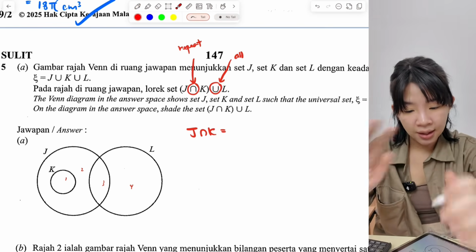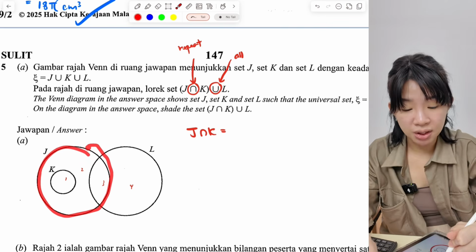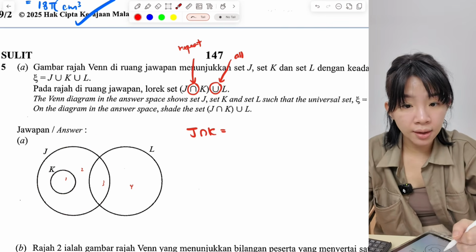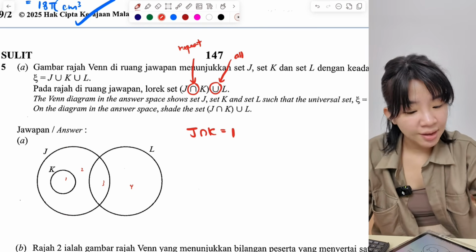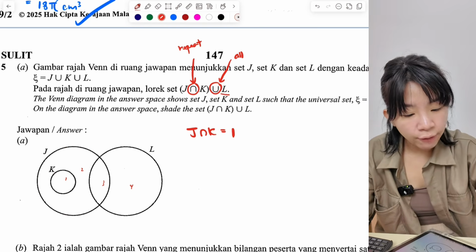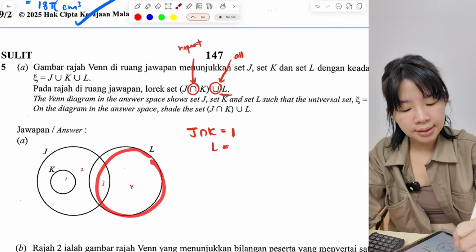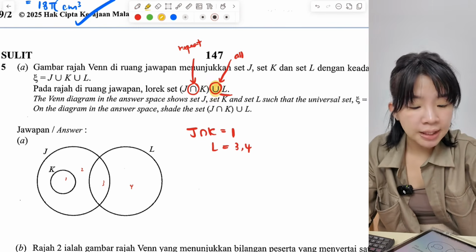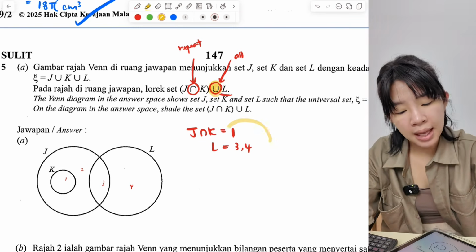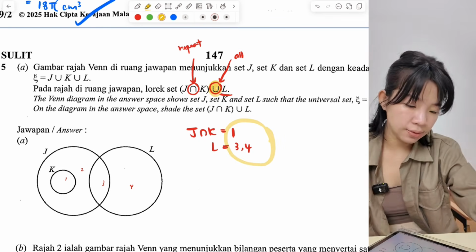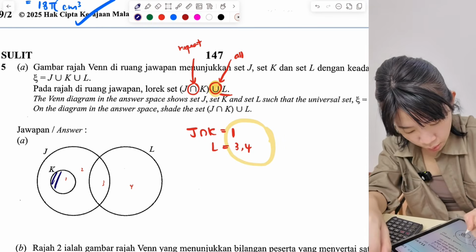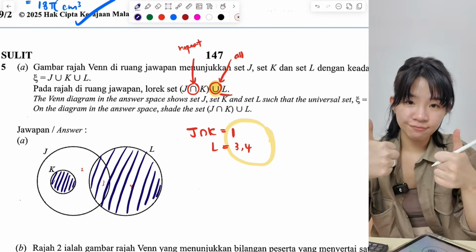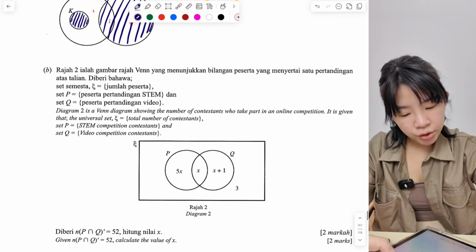J and K repeat. Okay, J is 1, 2, 3. K is 1. So what number repeated? 1, 2, 3, and 1. So which is the 1, right? Okay, then after that, list L first. What are the number in L? L is this circle 3, 4. So 3, 4. Lastly, look at the symbol. So the symbol say union, kesatuan, means everything. So everything we want 1, 3, and 4. So you just have to shade 1, 3, 4. Done.